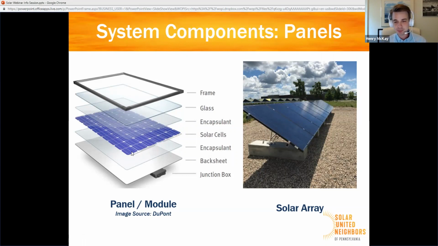And these panels, they're protected by multiple layers. They're protected by shatter-resistant glass, so they're made to withstand strong winds, even hailstone impacts. They're made to be fairly sturdy and durable pieces of equipment because they're out there exposed to the elements all year round. And when you link together multiple solar panels or solar modules, that forms a solar array.